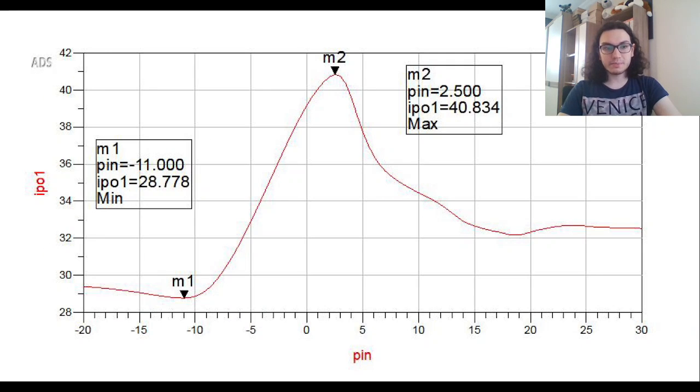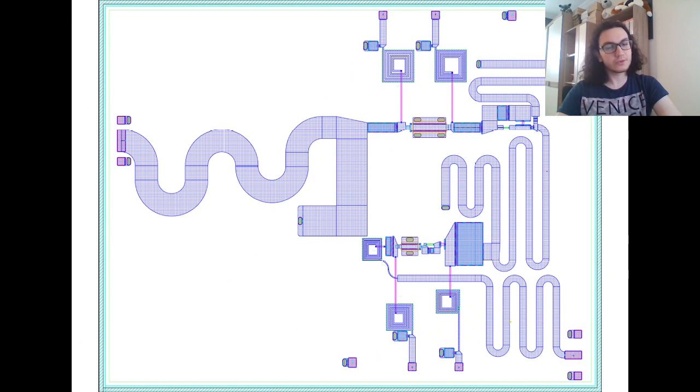And you can see the IP3 here. The maximum value is increased, as you can see here. Before it was 26, now it's 40. And you can see our final exported layout here. And this is it. This is my design for the microwave electronics course project. And thank you for watching.